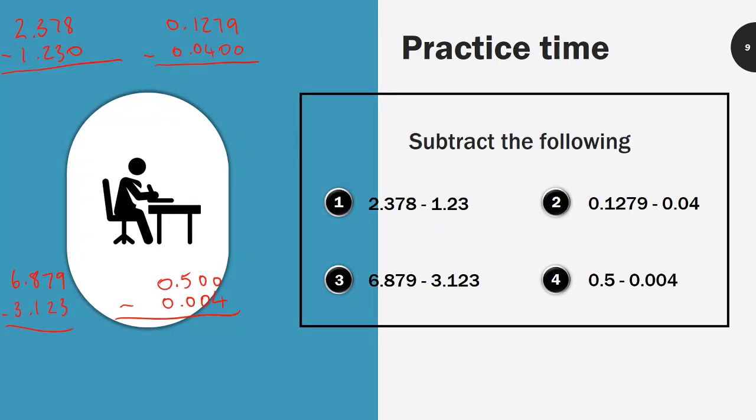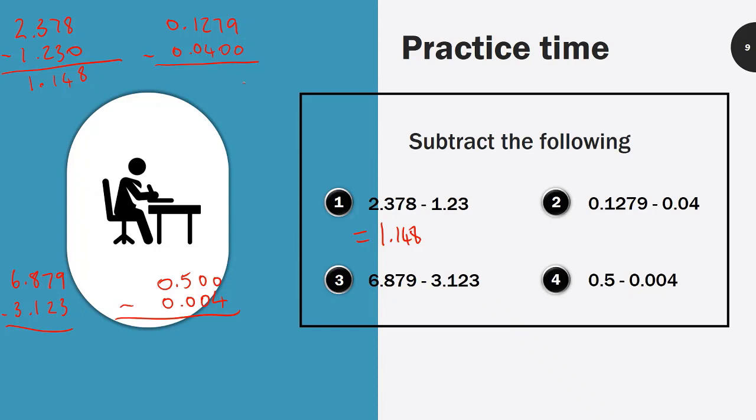Okay, answer time. I've set out my algorithms here, and I've put in my zeros, so I'm all ready to go. So here we go. 8 take away 0 gives me 8. 7 take 3 gives me 4. 3 take 2 gives me 1. My decimal point stays in the same spot, and 2 take 1 is 1. So my first one here is 1.148. Now, if I make a mistake, please let me know, so I can come back and edit these.